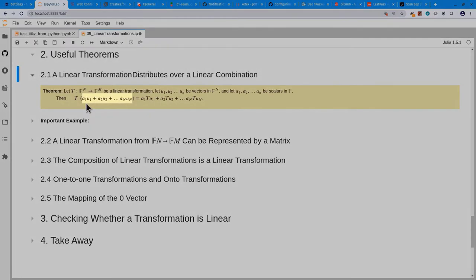The first one is that if I combine my two properties, if I simply write a linear combination of vectors, alpha 1 times a vector u1 plus alpha 2 times a vector u2 all the way to alpha n un, and I apply the transformation T to it, if the transformation is linear, I get alpha 1 times T applied to u1 plus alpha 2 times T applied to u2, and so on. So T distributes over the sum and distributes over scalar multiplication.